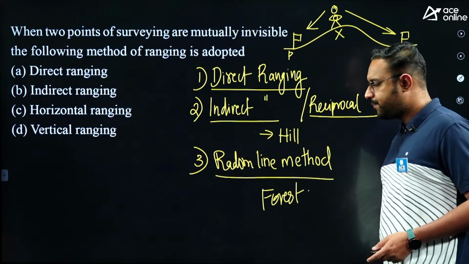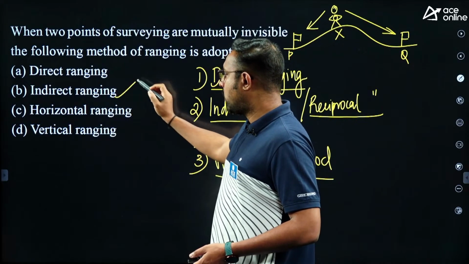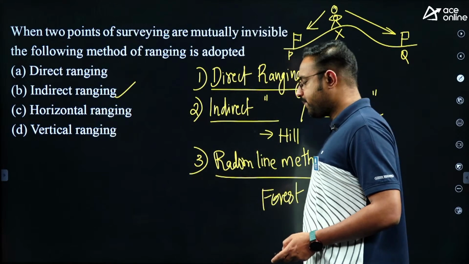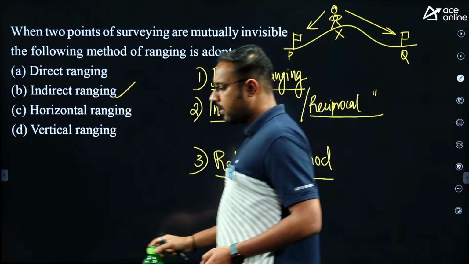So here the best possible answer that we can take is indirect ranging. That's it. Okay now? Right. Let us look at the next question.